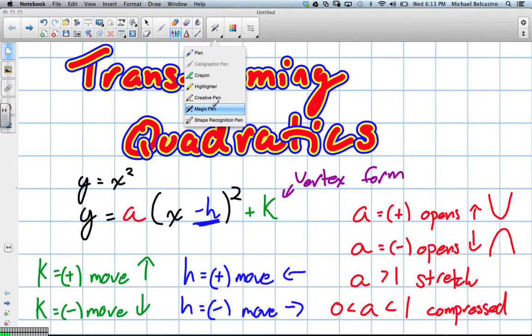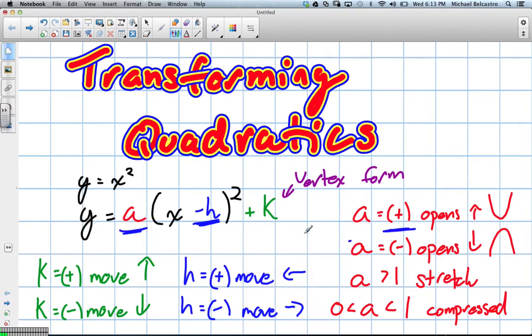A is relatively confusing, okay? Now, first thing, if A is a positive value, so if we have a positive value in front, it's going to open upwards. If A is a negative value, it's going to open downwards. If A is a number greater than 1, it's going to become thinner or stretched. Think of like an elastic band, right? If we have, this is the original parabola, and we pull it from the top and the bottom, it becomes thinner like an elastic band.